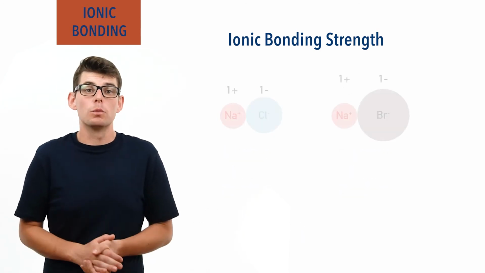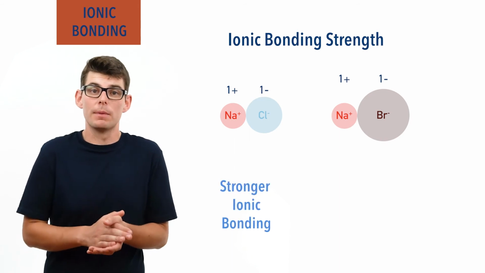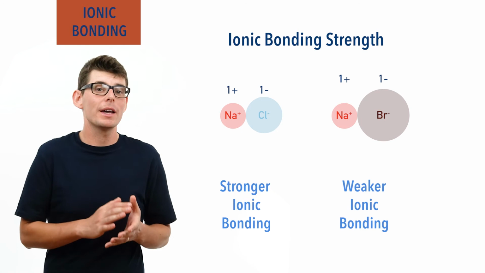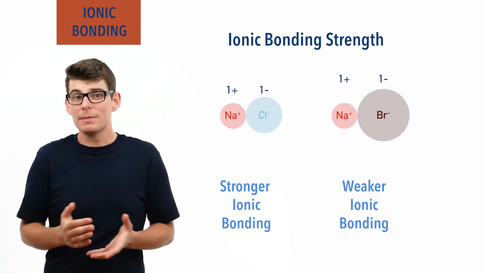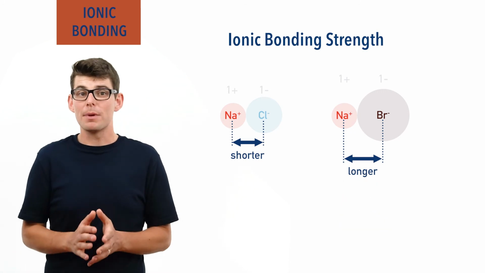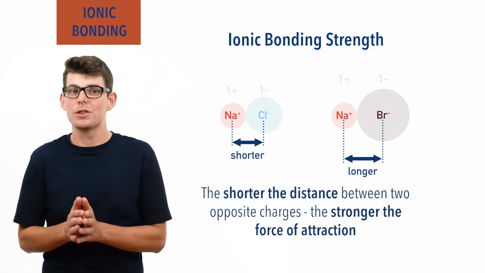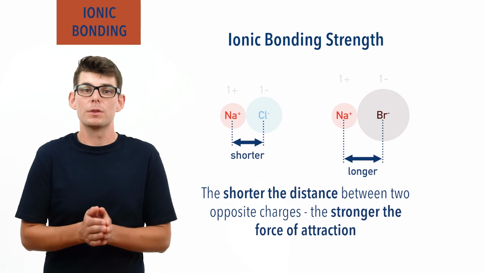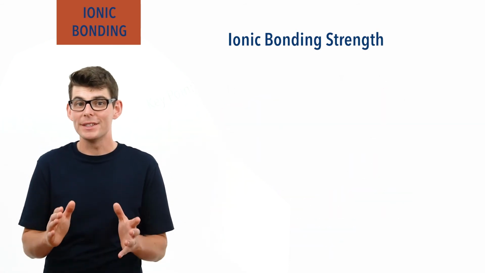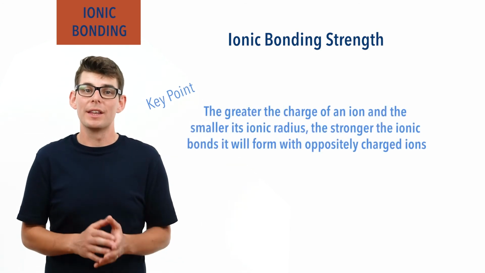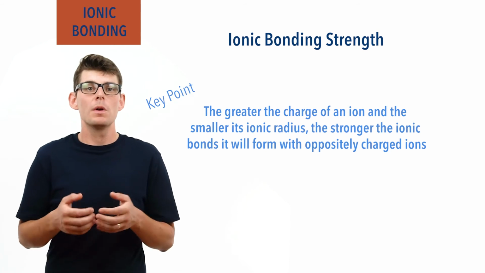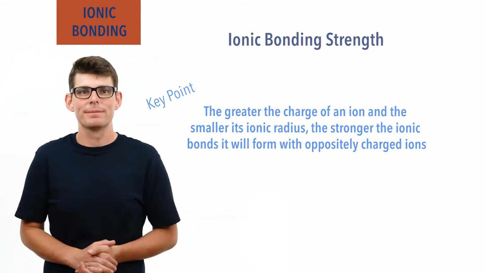A chloride ion will form a stronger ionic bond with a sodium ion than a bromide ion can, as the chloride ion has a smaller ionic radius. This means the distance between the center of the two ions is shorter. Remember, the shorter the distance between two oppositely charged ions, the stronger the attraction between them and the stronger the ionic bond. Key point: the greater the charge of the ion and the smaller its ionic radius, the stronger the ionic bonds it will form with other oppositely charged ions.